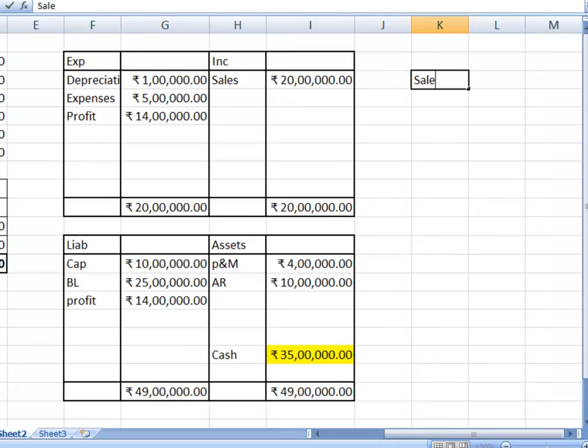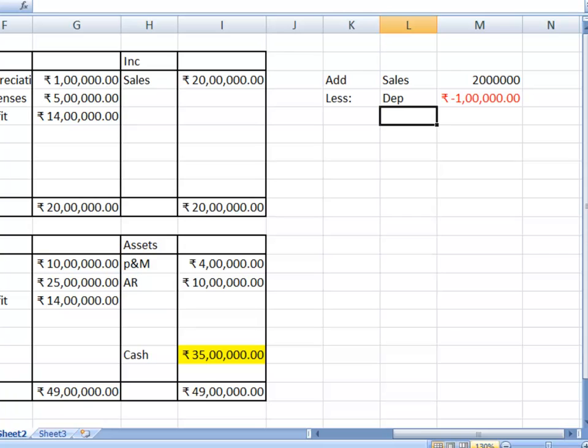Suppose we've asked some non-CFA guy to prepare the cash flow. So he prepares a list of those items where cash is received. Okay, so he says receipts. We say add, so he says add sales of 20 lakhs. Now he makes a list of items that need to be deducted. He says depreciation 1 lakh, other expenses 5 lakhs. So he gives us the final profit, and he says this is the cash flow.